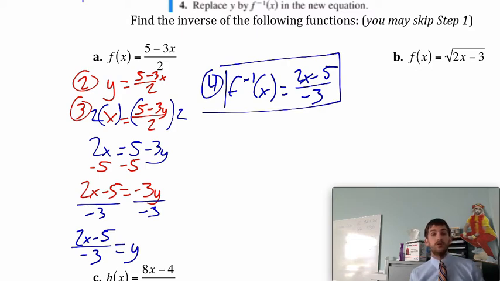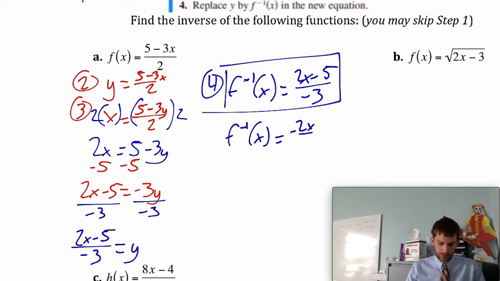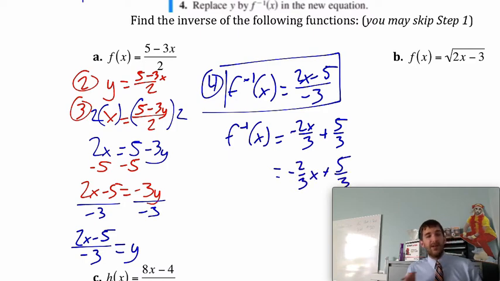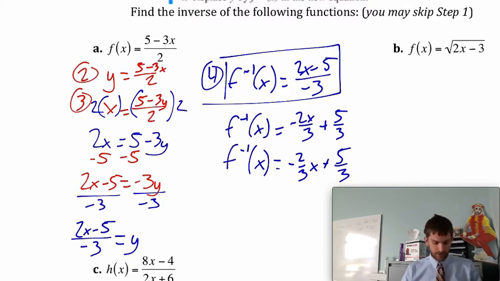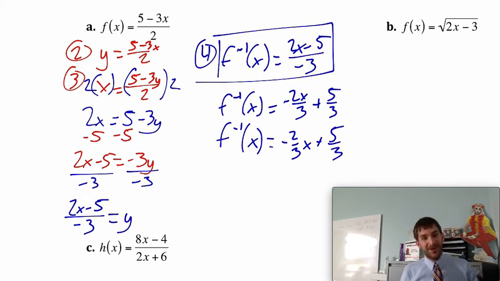Or if you wanted to, you can divide both the 2x and the negative 5 by negative 3, which would give you f inverse of x equals negative 2x over 3 plus, because if you have negative 5 divided by negative 3, it'd be plus 5/3. Or if it helps you, just a slight variation, negative 2/3 x plus 5/3. That's kind of nice because then you can see it's a linear graph. So, well, let me rephrase that. It's 3 ways of writing all the same answer.